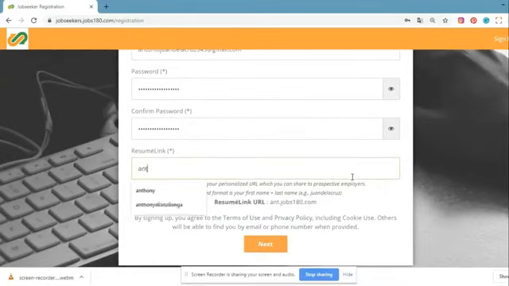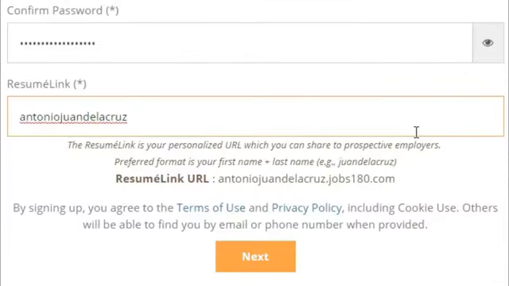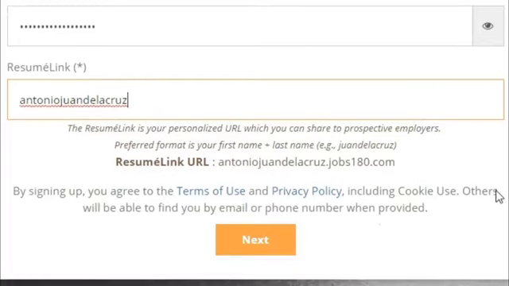In choosing your resume link, use your full name so that it looks professional and it's easy to recall by potential employers. For example, Antonio Juan de la Cruz .jobs180.com.